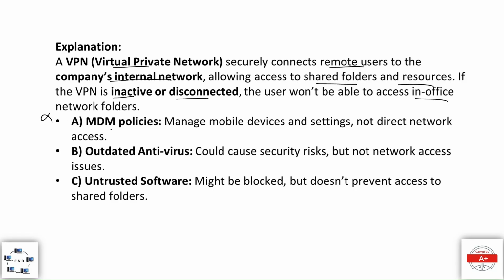Incorrect options such as option A, MDM policy, basically manage mobile devices and settings, not direct network access. Option B, outdated antivirus, could cause security risk but not network access issues. And option C, untrusted software, might be blocked but does not prevent access to shared folders.